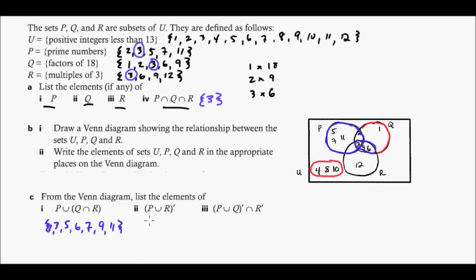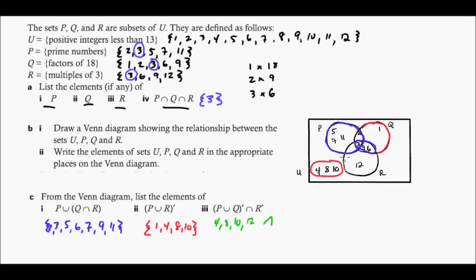So the elements of that would be 1, 4, 8, and 10. Okay? And then not (P union Q) and not R. I'm just going to write these down because it's going to be a little easier. It's getting kind of muddled in here. So not (P union Q) would be 4, 8, 10, and 12. And then that's the intersection with not R.